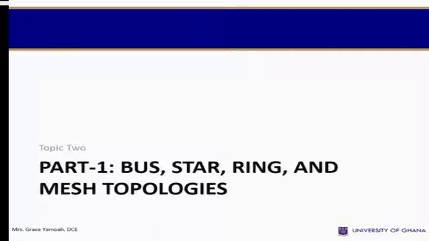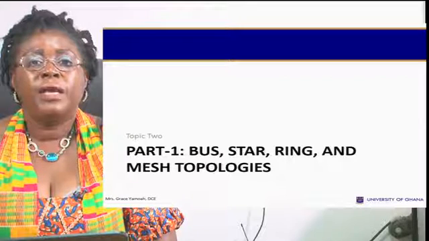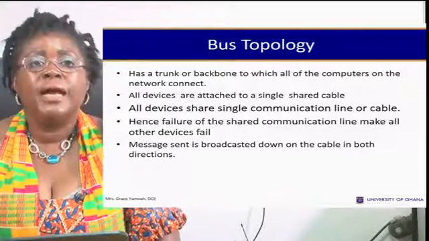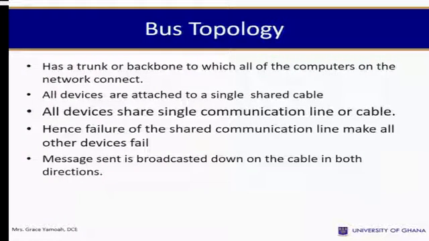Part 1. Bus, star, ring, and mesh topologies. Bus topology has a trunk or backbone to which all of the computers on the network connect. All devices are attached to a single shared cable. All devices share a single communication line or cable. Hence, failure of the shared communication line makes all other devices fail. A message sent is broadcast down the cable in both directions.